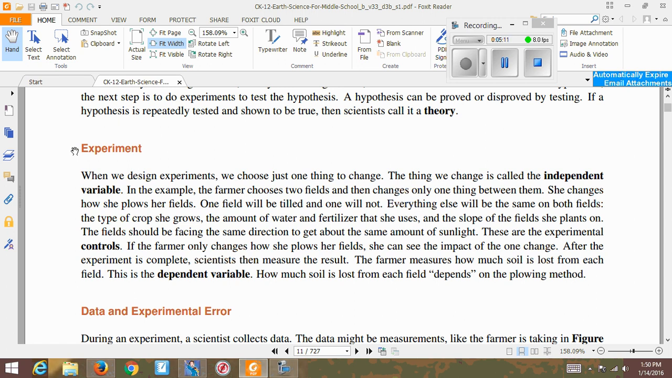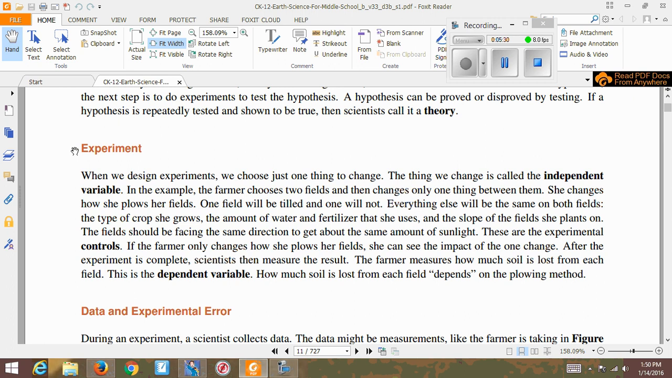After the experiment is complete, scientists then measure the results. The farmer measures how much soil is lost from each field. This is the dependent variable. How much soil is lost from each field depends on the plowing method.